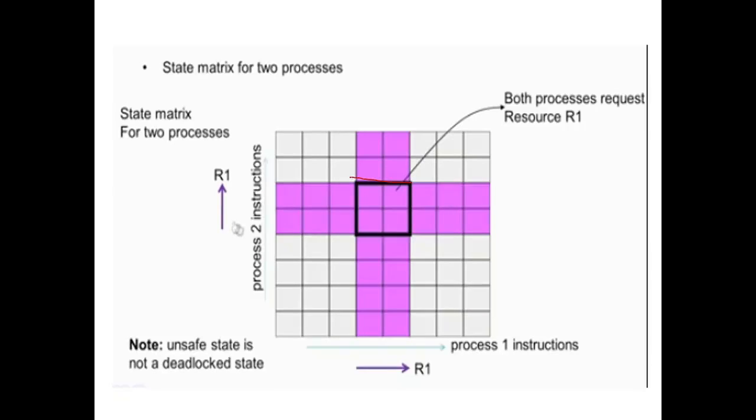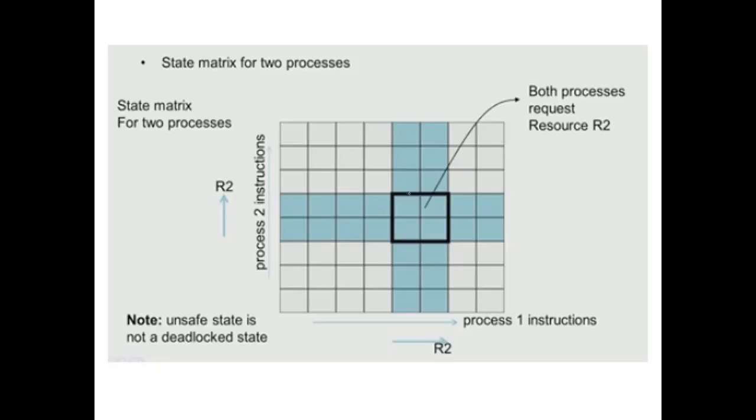Then this is the point where both processes request for resource R1. So this has to be handled carefully by the operating system whenever allocating the resource for process 1 and process 2. There is another resource, and even this resource is used by both process 1 and process 2. So this is the point where both process 1 and process 2 are requesting for resource R2. So both these points must be handled carefully by the operating system so that the system should not enter into the deadlock.